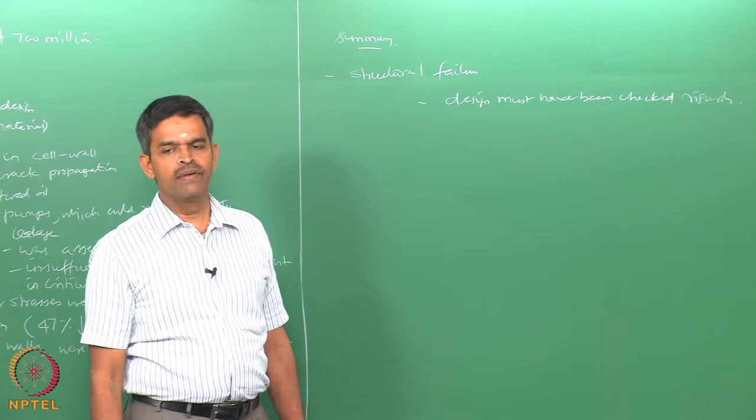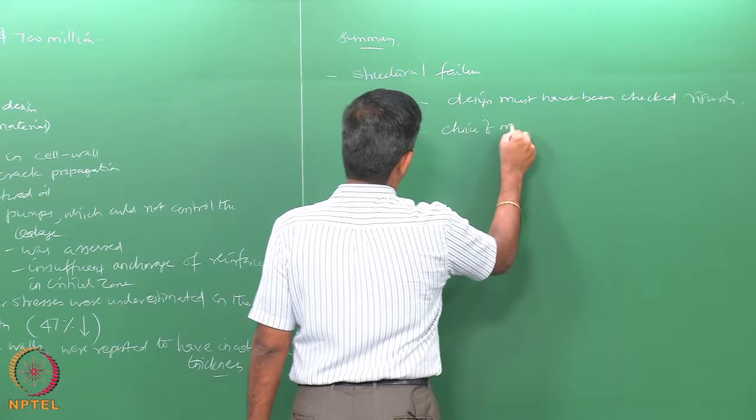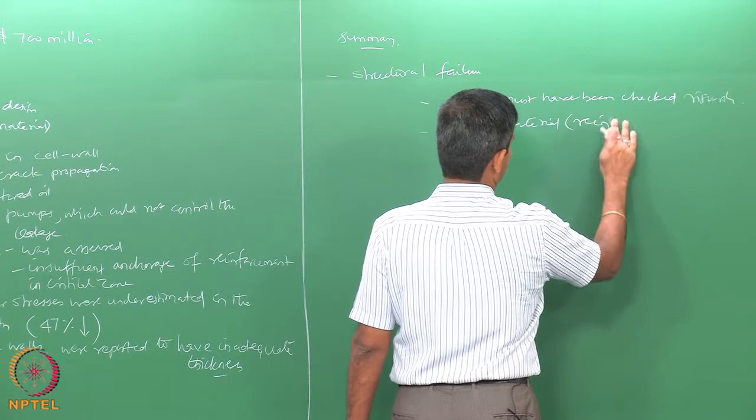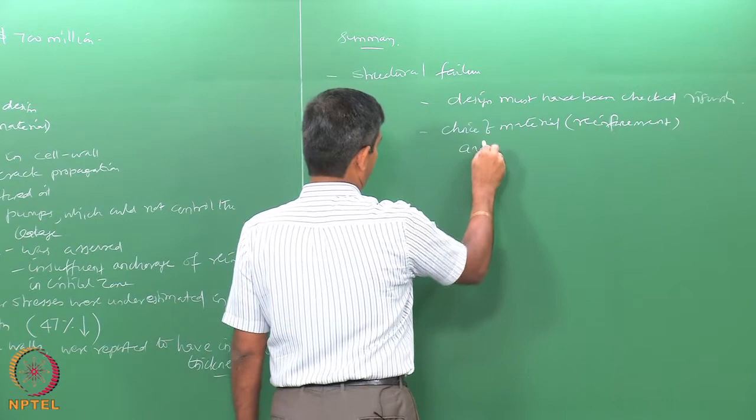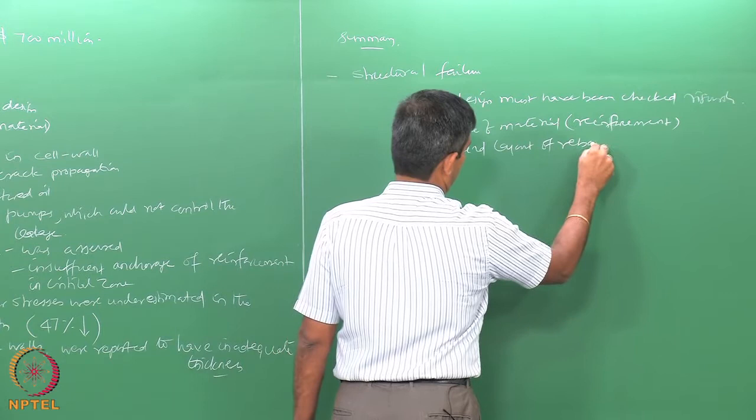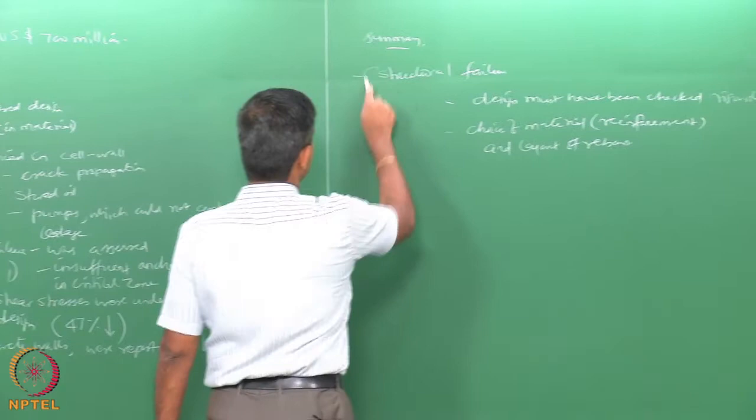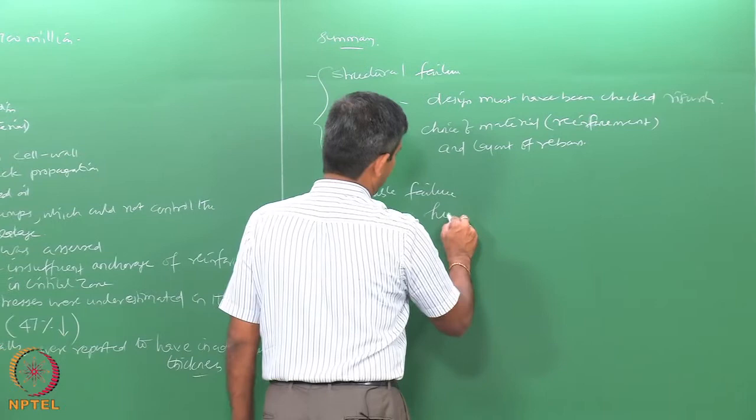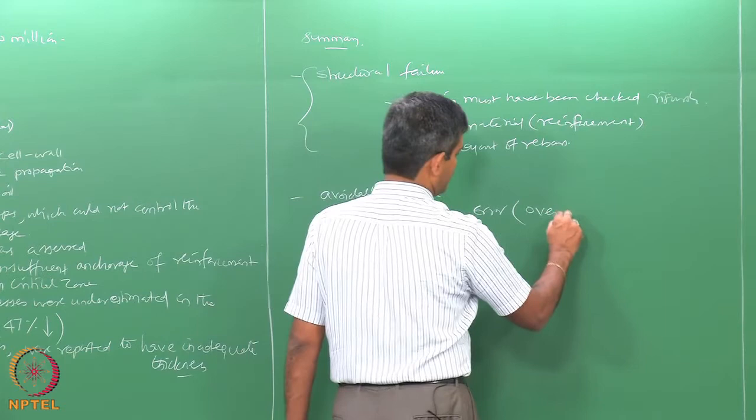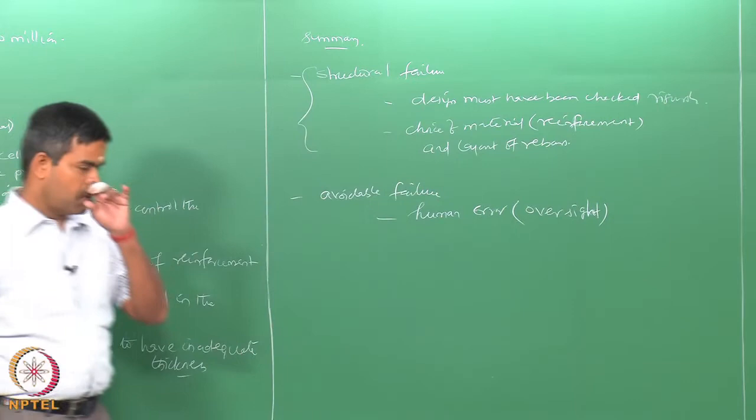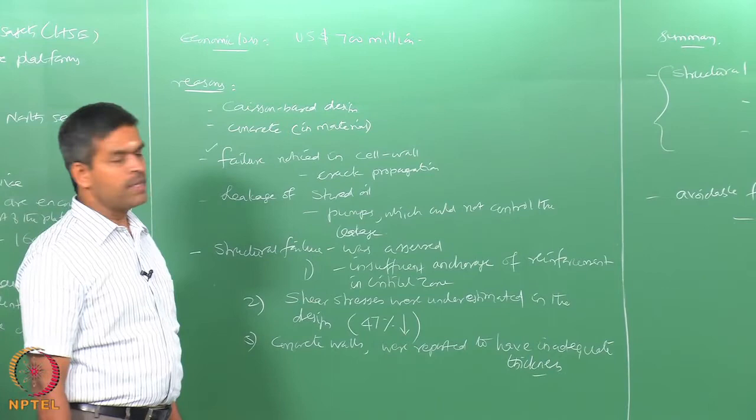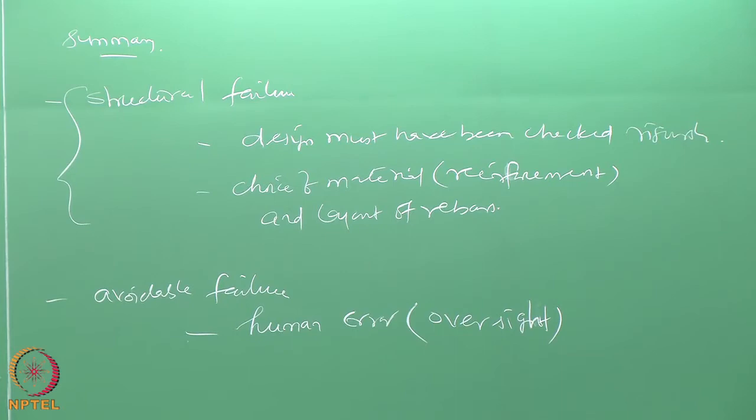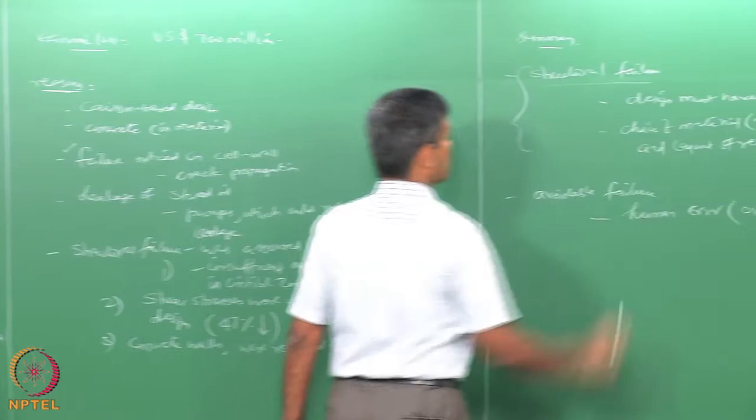The second reason could be even the choice of material, in fact, for reinforcing bars. And the layout of rebars could also be another reason where we have to diagnose. So, this is an avoidable failure. The failure would have been avoided. I would associate this with human error. Instead of saying error, we can even say oversight. Even though you do a lot of checks during the preliminary design stages, there can be some oversight which can lead to this kind of problems. So, this is a classical example where a structural design failure can cause a serious economic loss to the platform.